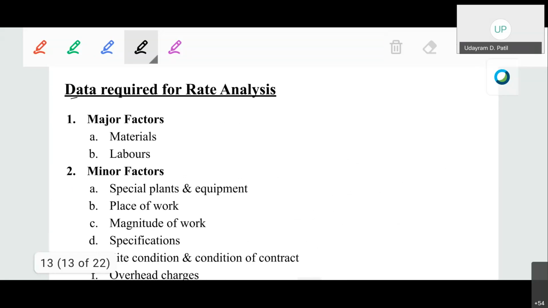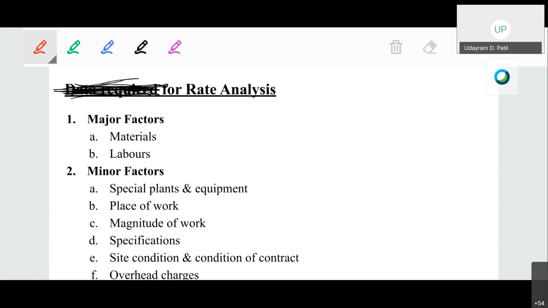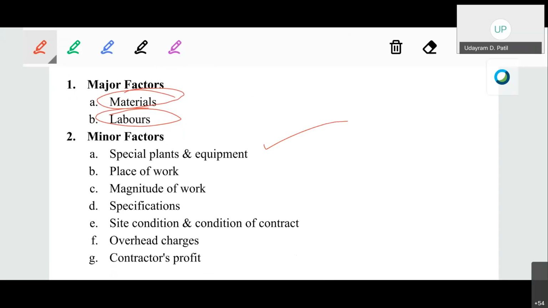Okay, the data required, the factors affecting the rate analysis. So first will be the major factor, materials and labors. Second will be the minor factors. Minor factors will include special plants or equipments, place of the particular work or the location of the site, magnitude of the work, then the specification of the work, site condition, overhead charges, and the contractor's profit. Okay, we will see one by one in detail.